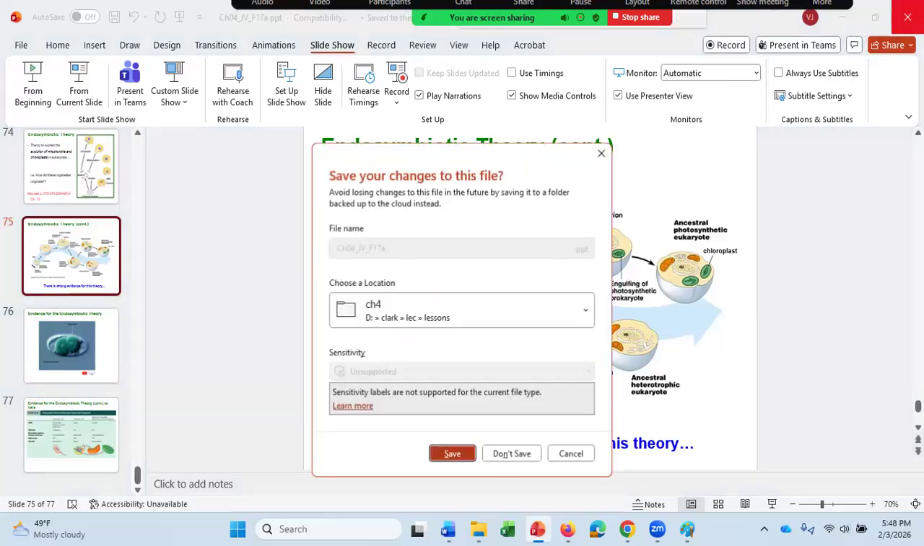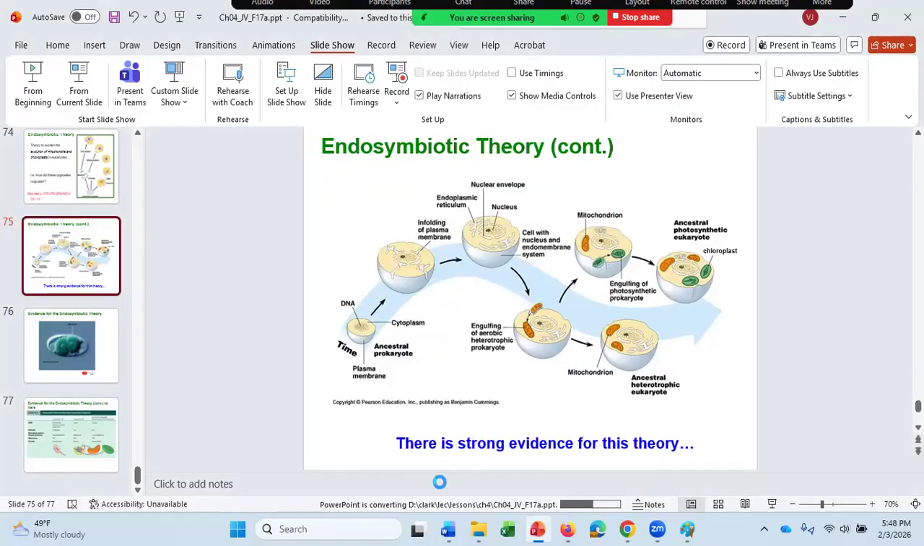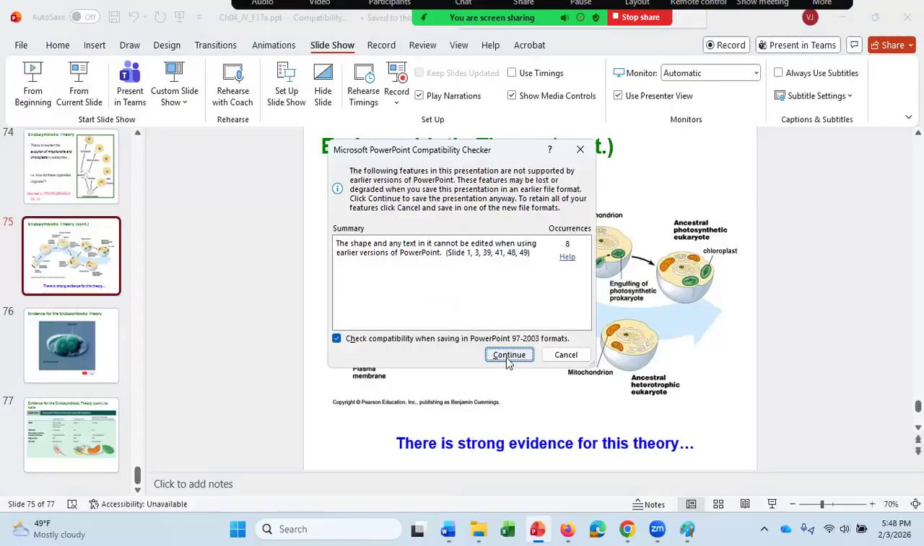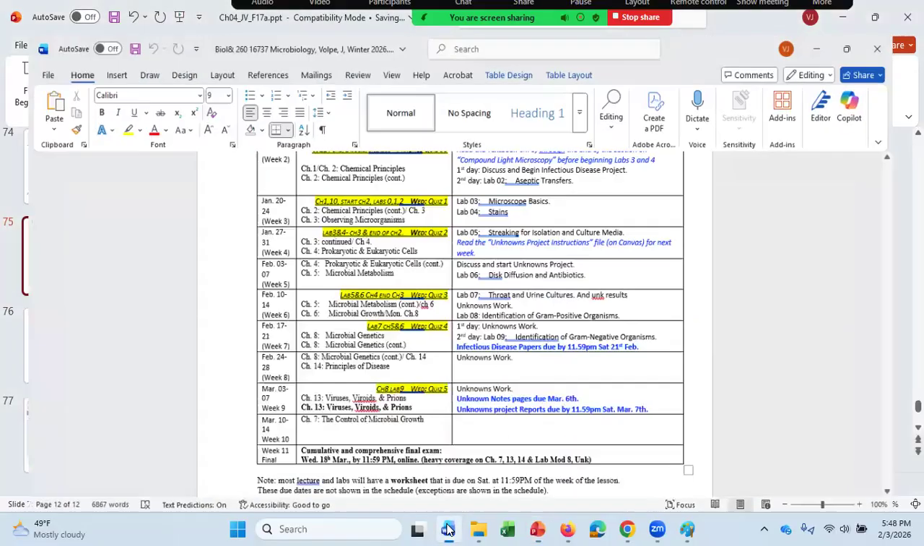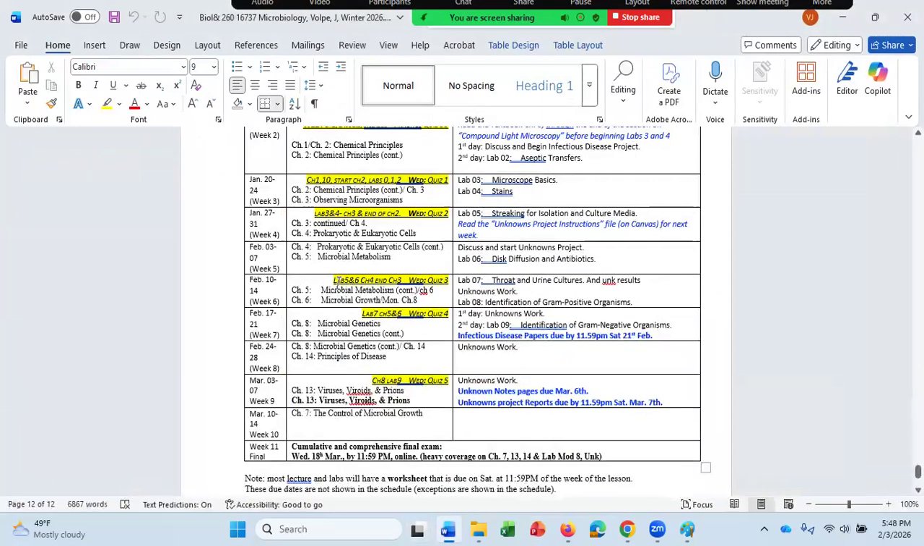We have a little bit of time. I want to just start with chapter 5. I don't think we need to, but I want to get ahead. So let's go ahead and start chapter 5, microbial metabolism.